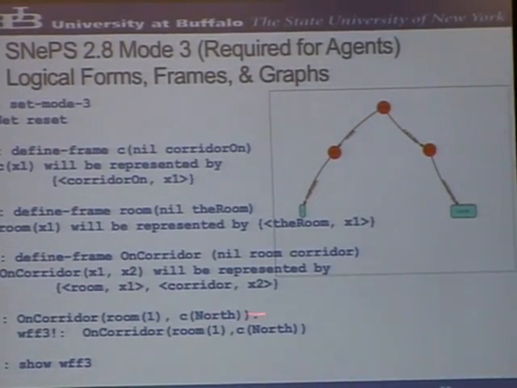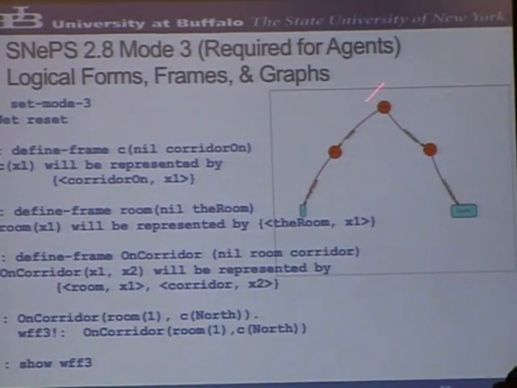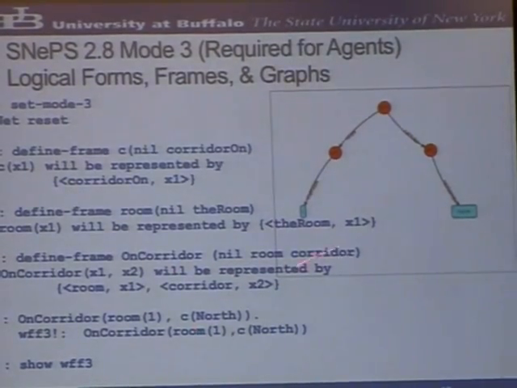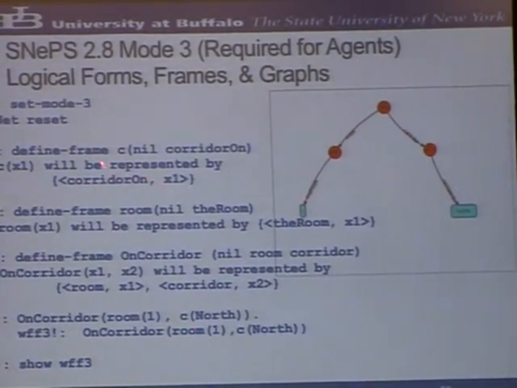So on corridor room 1, C north, is this node with a room arc to this node, which has a room arc to 1, and a corridor arc to this node, which has a corridor on arc to north. Okay, and that's the last graph I'll show you today. I'll stick to this notation.